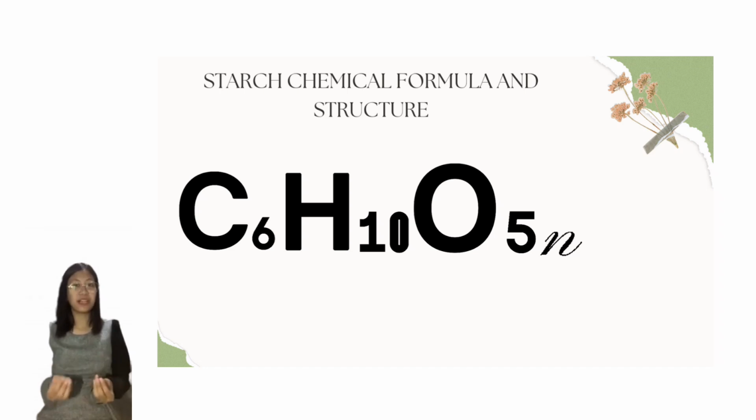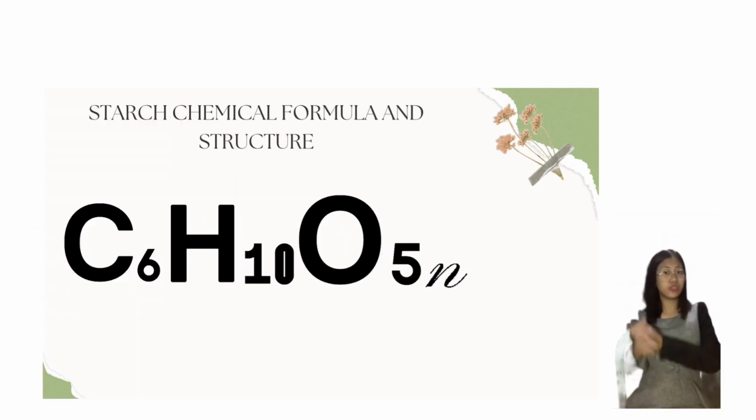The starch chemical formula mainly involves three elements. The carbon, which is the backbone of the sugar molecule, and the hydrogen, which is bonded with the carbon. And next is oxygen, which also bonds with carbon and hydrogen in the structure. We can deduce the basic chemical formula of starch. It is C6H10O5N, where N is the number of glucose molecules in the chain.